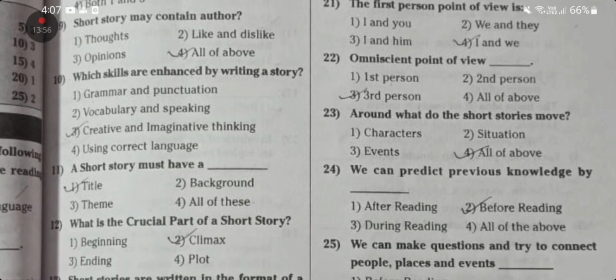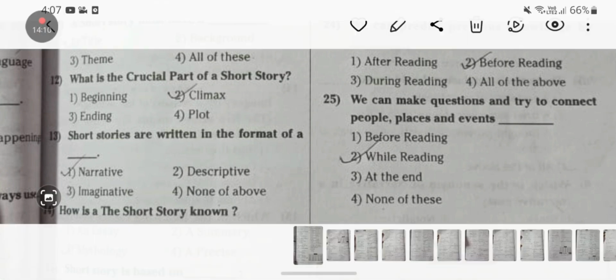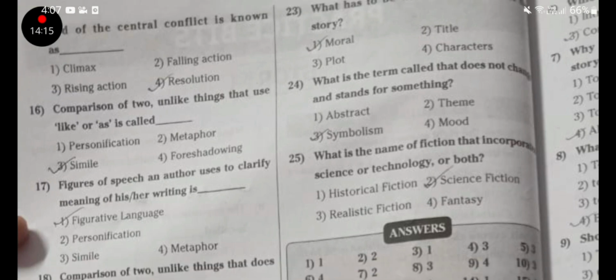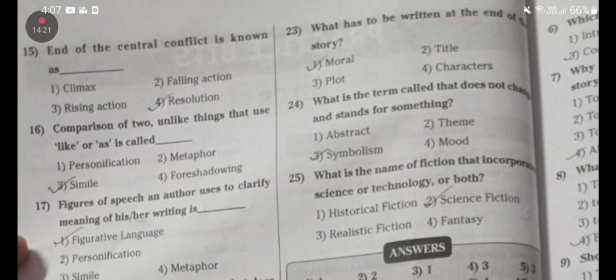Around what do the short stories move? All the above. Characters, situation, events. We can predict using previous knowledge before reading. We can make questions and try to connect people, places and events while reading. The end of the central conflict is known as resolution. Comparison of two unlike things that uses like or as is called simile.